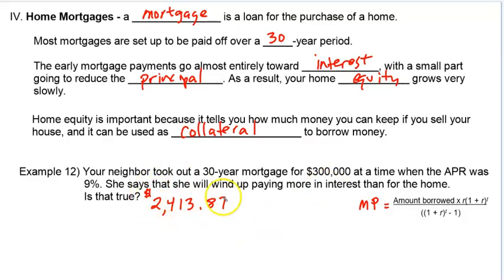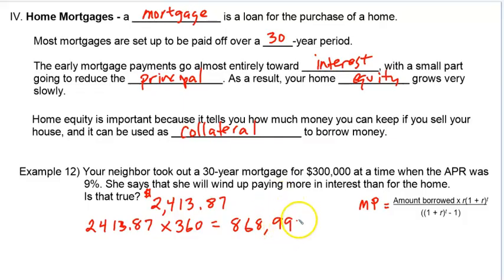All right, now let's see how much interest she paid. Well, let's find out first how much she paid in total. So we take our monthly payment, and she will have made a total of 360 payments. It's 30 years. And that's a total of $868,993.20 that she will have paid at the end of 30 years. Well, the loan originally was $300,000, so the difference is how much she paid in interest.